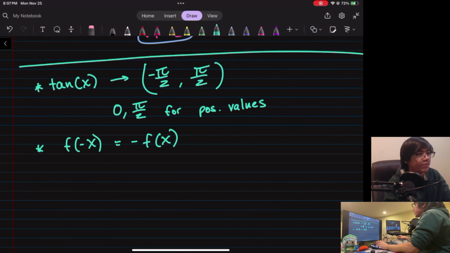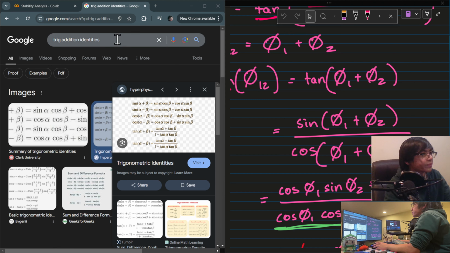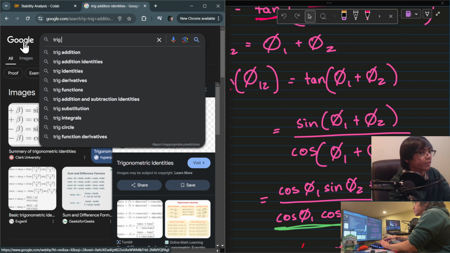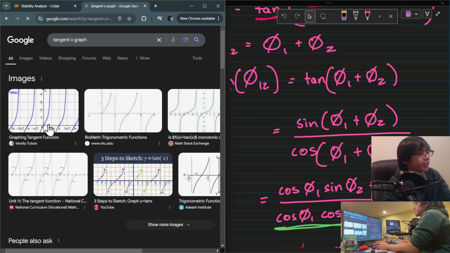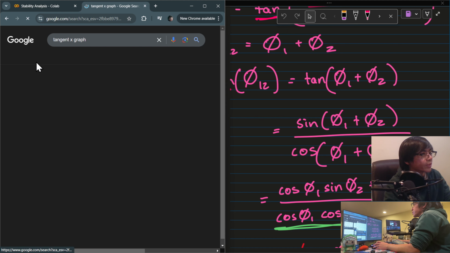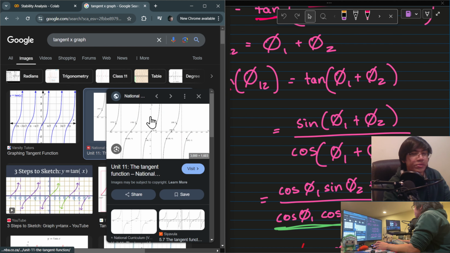So just to give some more visuals here, because why not? Tangent x graph. There you go. Pi over 2. Hopefully this makes sense. So the asymptotes approach pi over 2 and negative pi over 2, and we're positive, so we only look at this upper quadrant. All right. Back.